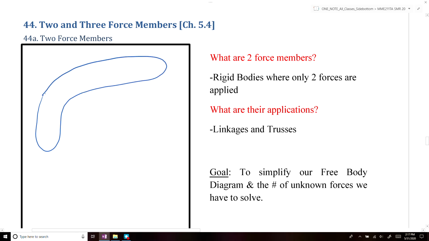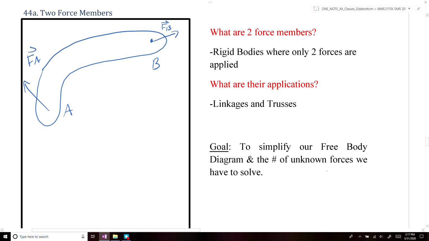In this case, we'll have a rigid body with two points, point A and point B. We'll have two forces, one labeled force A and one labeled force B. These are used often in linkages and trusses. So our goal is to simplify our free body diagram.